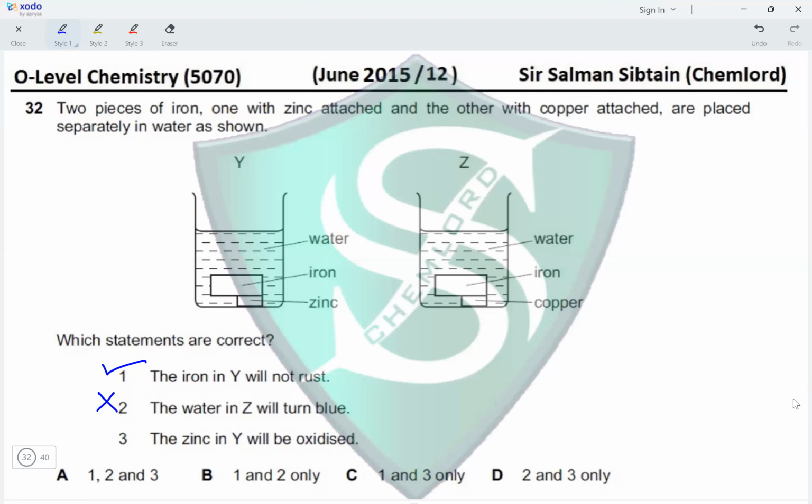3. The zinc in Y will be oxidized. Yes, because the zinc would react with water in preference to iron, it would be oxidized to Zn2+ ions. Statement 3 is correct. Since statements 1 and 3 are correct, option C is the correct option for this question.